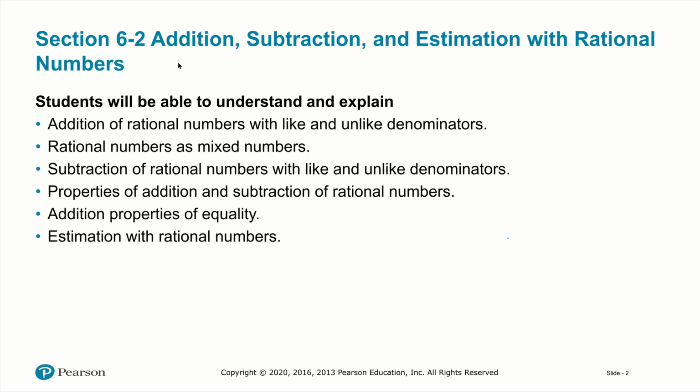In this lesson, we're going to look at addition, subtraction, and estimation with rational numbers. We'll be looking at addition of rational numbers with both like and unlike denominators. We'll also look at rational numbers as mixed numbers. We will study subtraction of rational numbers with like and unlike denominators, which will be done in a very similar manner to adding them. Then we'll look at properties of addition and subtraction of rational numbers. Also addition, properties of equality, and estimation with rational numbers. So let's go ahead and dive in.